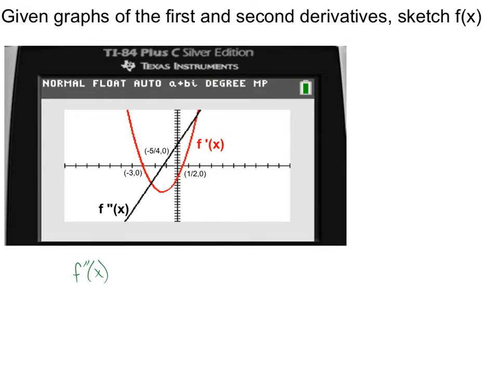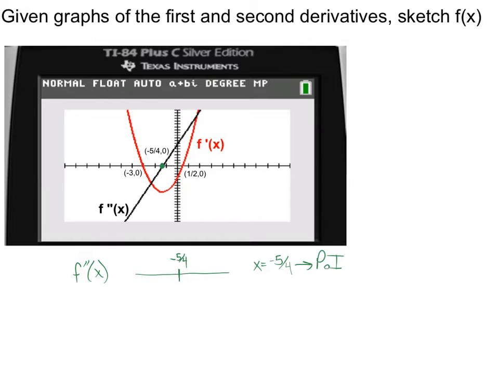Negative 5/4 is the critical value. Okay, negative 5/4 is where our second derivative equals 0. So that means we have a what there? A point of inflection. Okay? Negative 5/4 gives us a point of inflection. Point of inflection. All right?